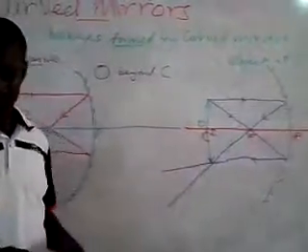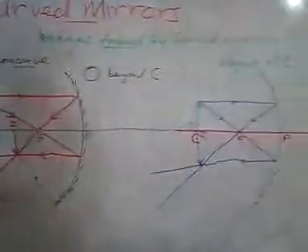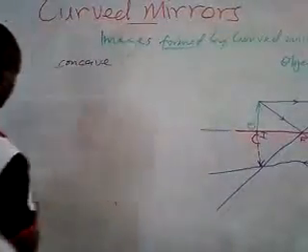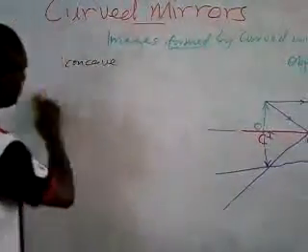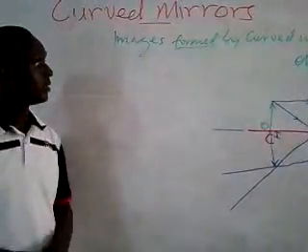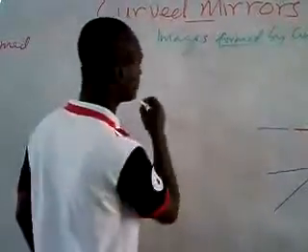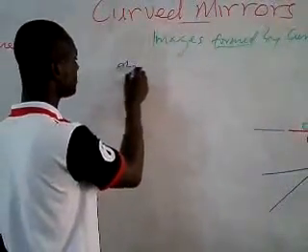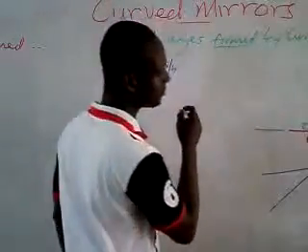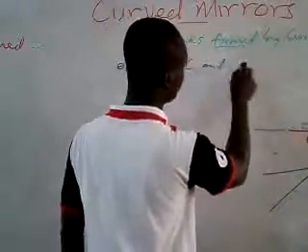If you draw this on a graph sheet, you get everything clear. This is just a freehand sketch. We are still on images formed by concave or converging mirrors. This time round, let's place the object between C and F.